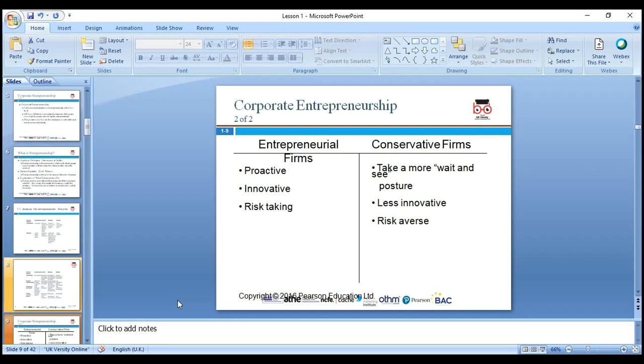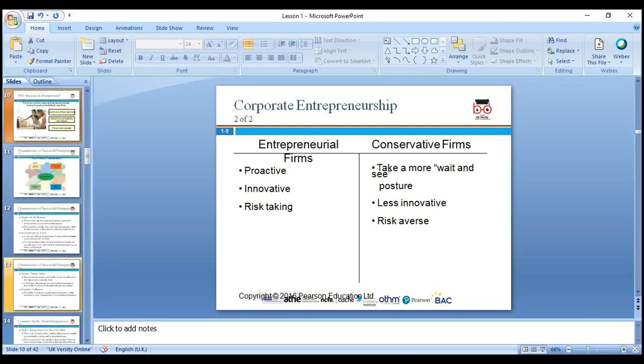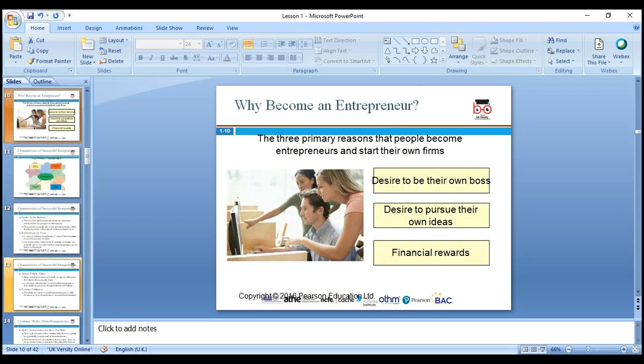Entrepreneurial and conservative firms. Entrepreneurial firms are always proactive. They are very innovative and always looking at risk taking. Conservative firms take a more wait-and-see approach. Some firms really don't jump in, because jumping into the market early is a very costly process. They stay behind, wait to see how the market will respond, and then try to enter the market. They are normally less innovative and more risk averse. They are not going to take the risk.